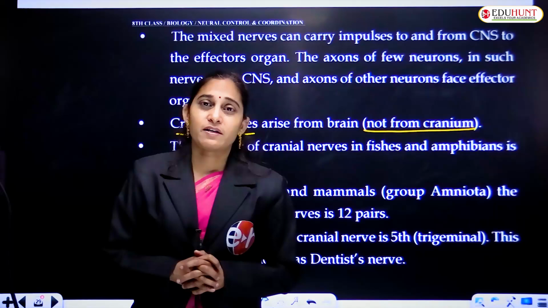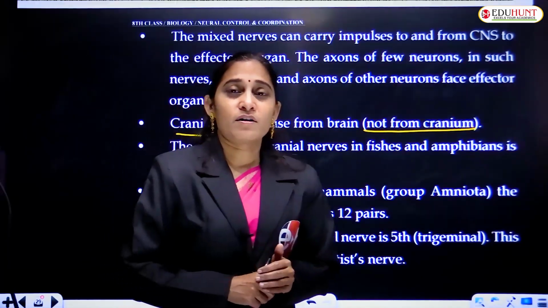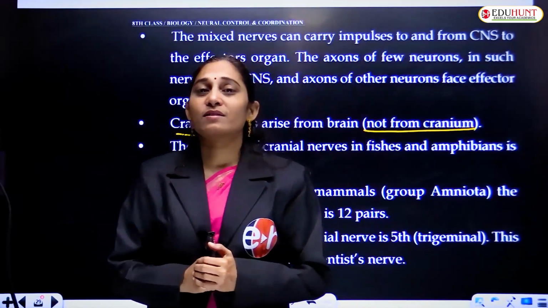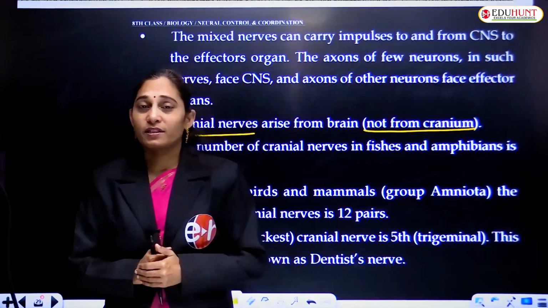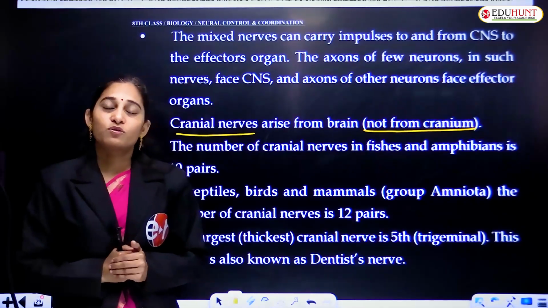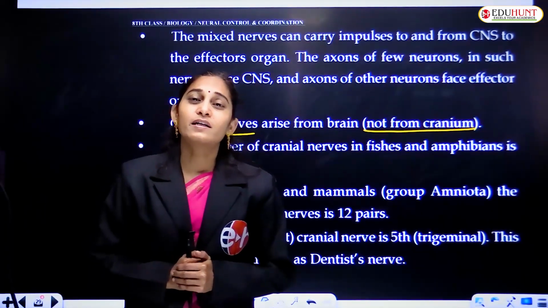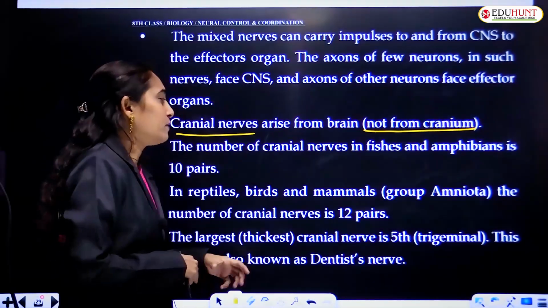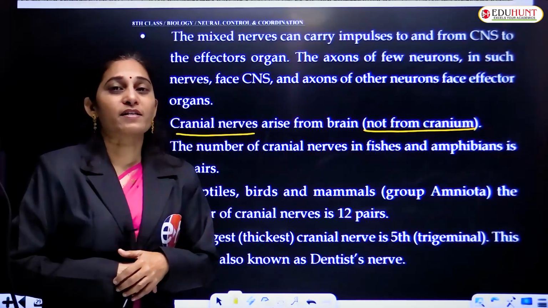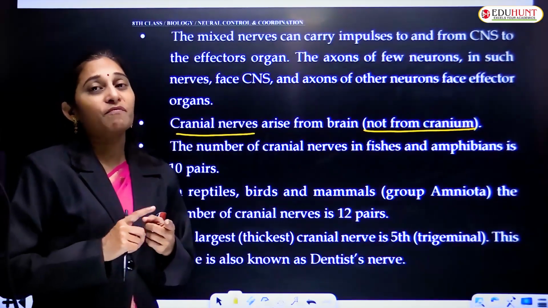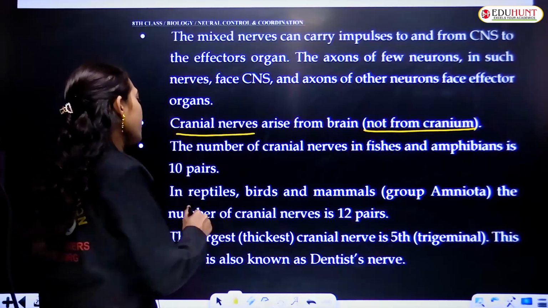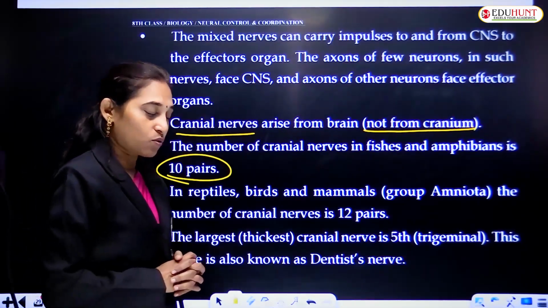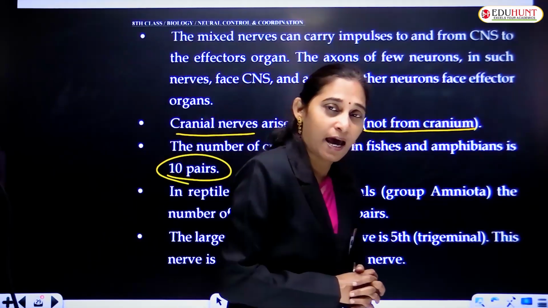The extra embryonic membranes are amnion, chorion, allantois and yolk sac. These are the four membranes present in the embryos of some animals. They are called the amniotes. In amniotes, the number of cranial nerves is 12 pairs, but in anamniotes, for example fish and amphibians, 10 pairs of cranial nerves are present.